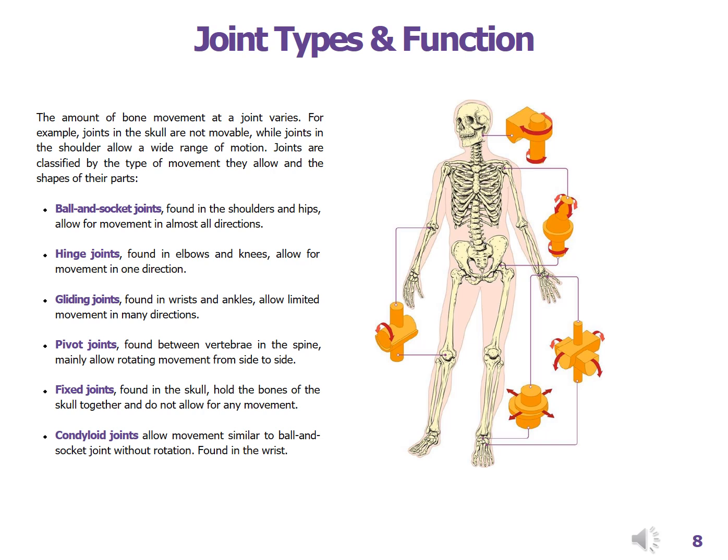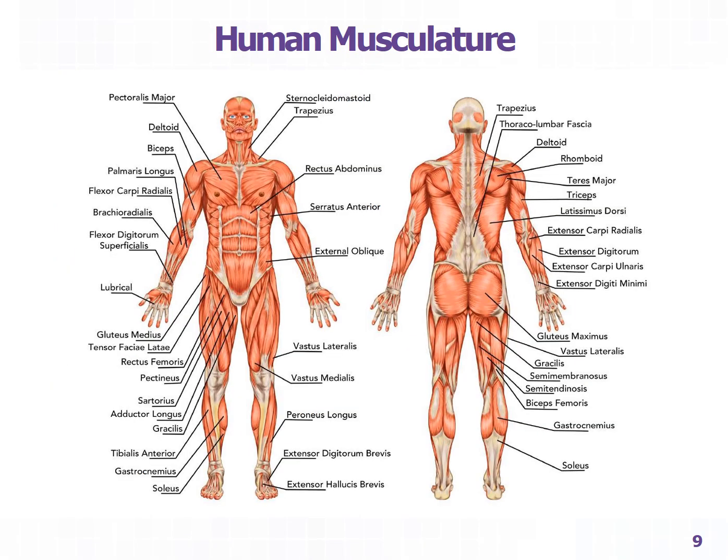Hinge joints, found in elbows and knees, allow for movement in one direction. Gliding joints, found in wrists and ankles, allow limited movement in many directions. Pivot joints, found between vertebrae in the spine, mainly allow rotating movement from side to side. Fixed joints, found in the skull, hold the bones of the skull together and do not allow for any movement. Condyloid joints allow movement similar to ball and socket joints without rotation. Found in the wrist.